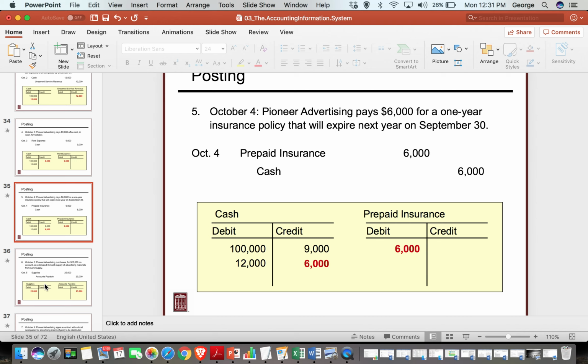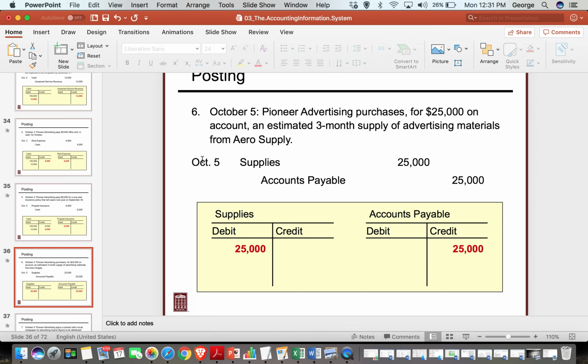Okay, then next, Pioneer purchases for $25,000 on account three months of advertising material, so we'll debit supplies. Credit accounts payable. Supplies is an asset, increased by $25,000. Accounts payable is a liability, increased by $25,000.